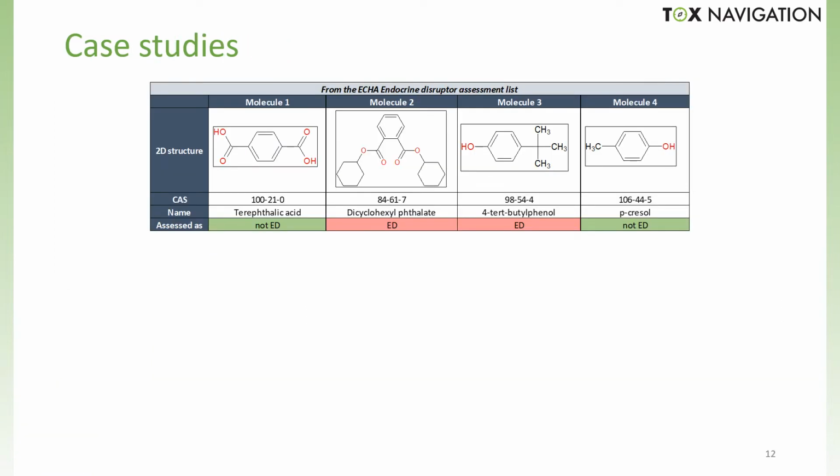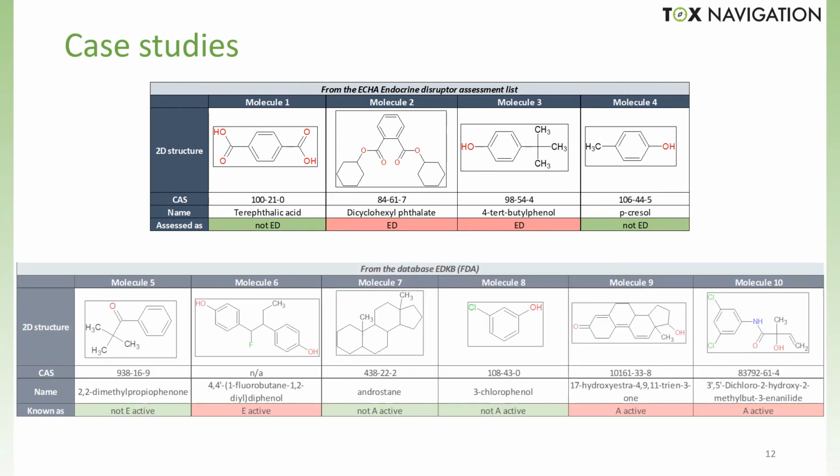The workflow has been applied to 10 case studies. 4 molecules were extracted from the ECA endocrine disruptor assessment list. 2 of them were assessed as non-ED and 2 were assessed as ED.